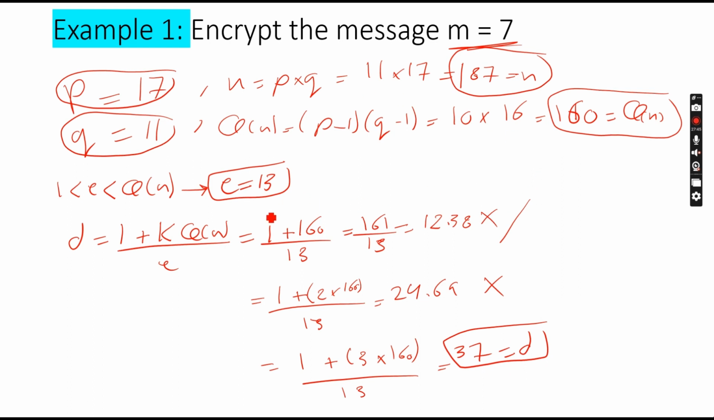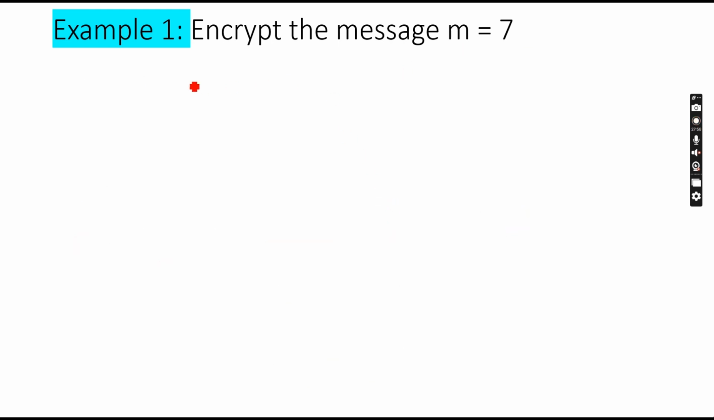Okay, so we find P, Q, N, theta, and D. So everything is correct now. So let's erase, and I want to write them here in small. So P is 17, and Q is 11, and N is 187, and theta of N is 160, E is 13, and finally D is 37.